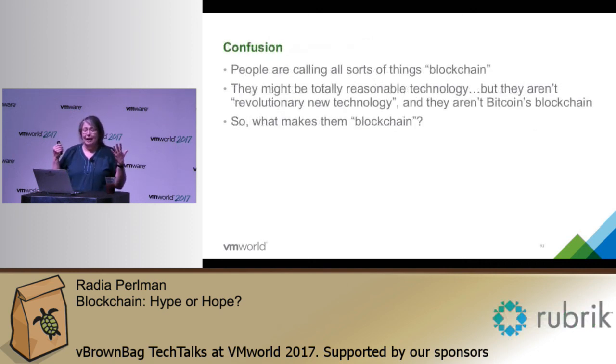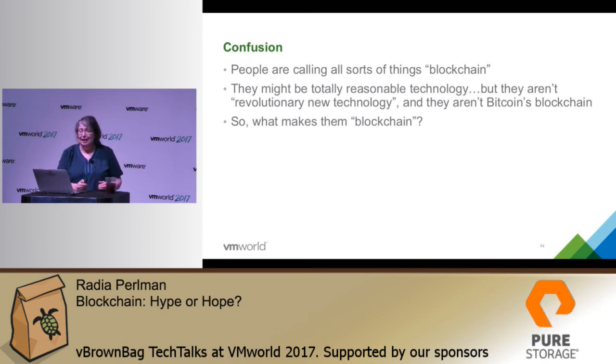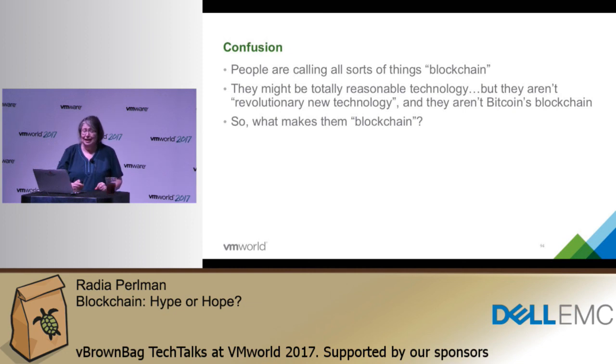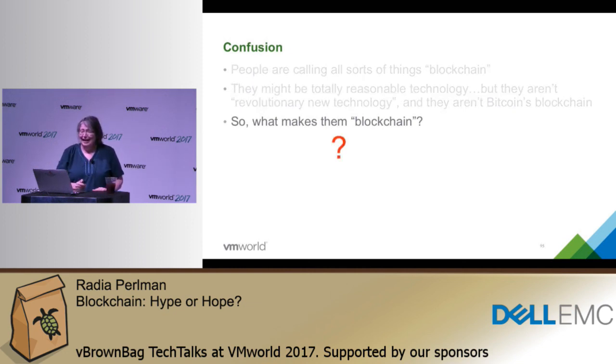And so there's a lot of confusion because people are calling all sorts of things blockchain. They might even be totally reasonable technology, but they aren't revolutionary and they aren't Bitcoin's blockchain. So what makes them blockchain technology? And I don't have a clue where the boundary is.